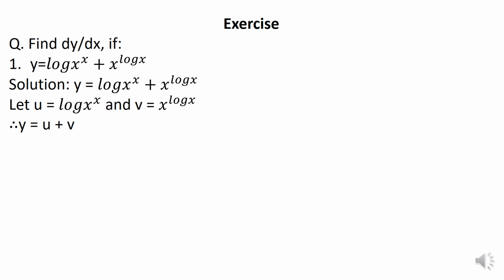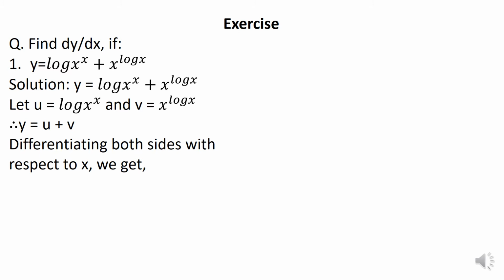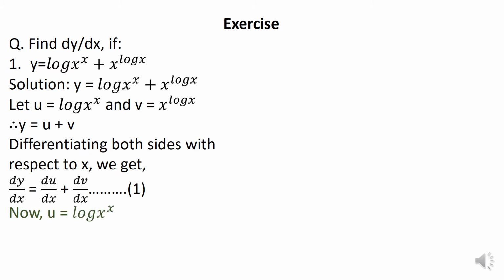When we differentiate both the sides with respect to x, we get dy by dx is equal to du by dx plus dv by dx. Let that be the first statement. Now, we have to differentiate both the terms u and v individually and find their differentiation. Thus, u is (log x) raised to x.